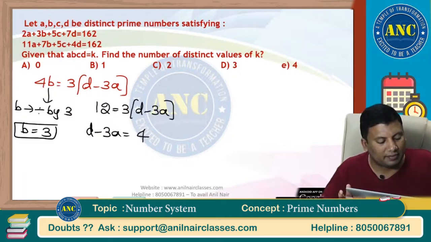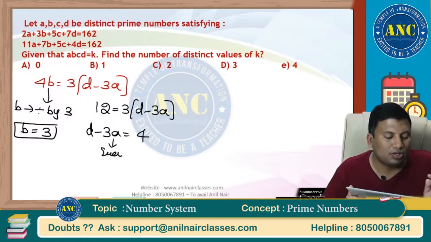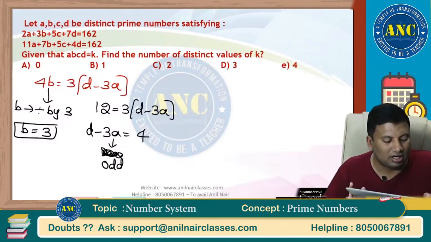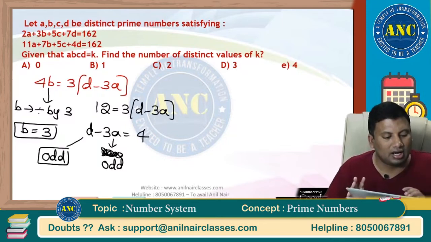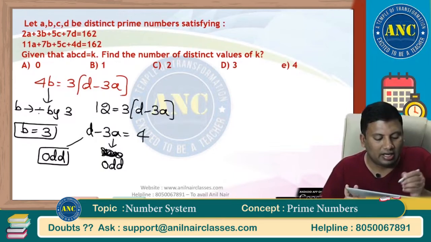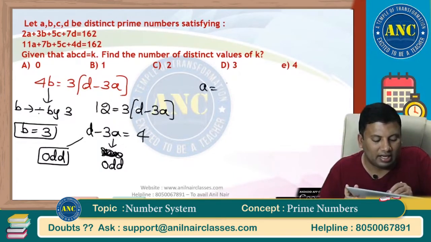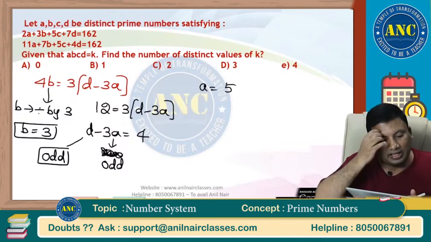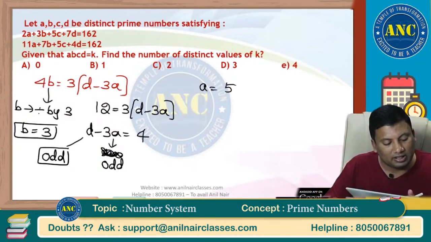Now if you see here, if this is an even number, even into even, even, even plus even, even, D will be even. This is not possible. A has to be odd. Odd into odd, odd, odd plus even, odd. A will be odd and D will be odd. So, 2 cannot be possible. 3 is already given. Suppose I take A value 5.